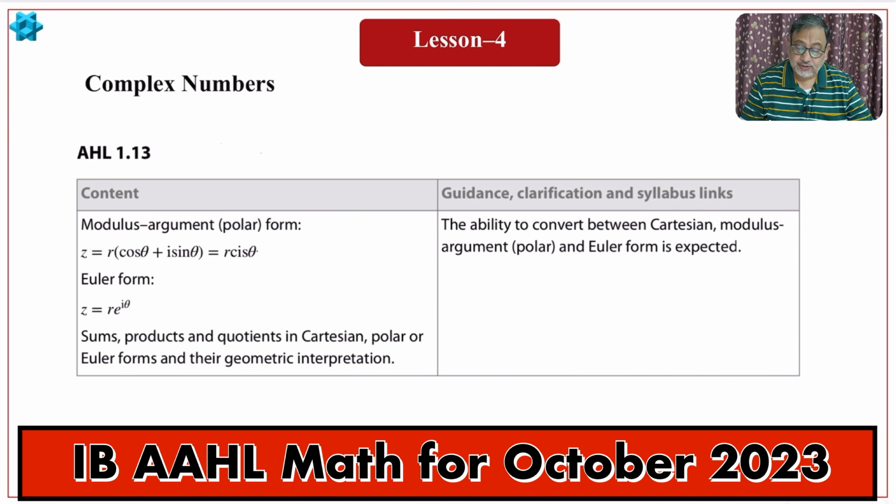It has been delayed, but anyway, in the syllabus of complex numbers you have AHL 1.13: modulus and argument, polar form. Z is equal to r cos theta plus i sin theta, which is equal to r cis theta. Euler's form says Z is equal to r times e raised to i theta. Also sums, products and quotients in Cartesian, polar or Euler forms and their geometric interpretation.